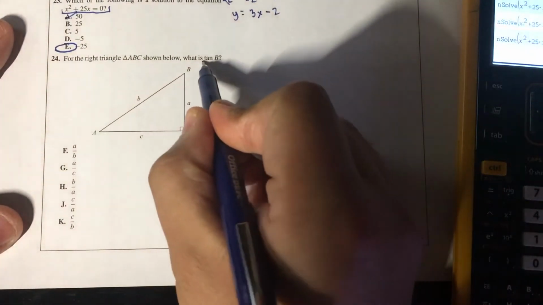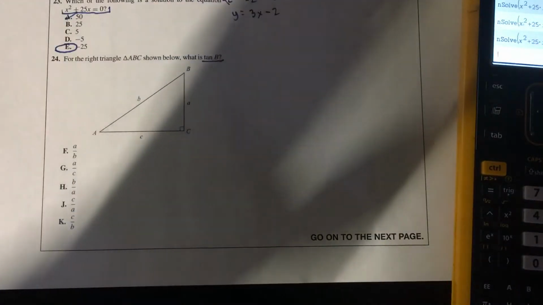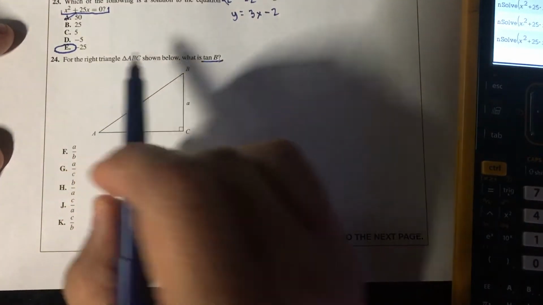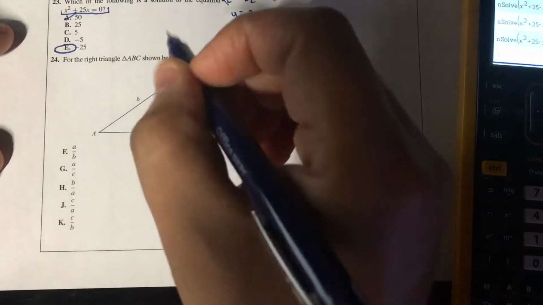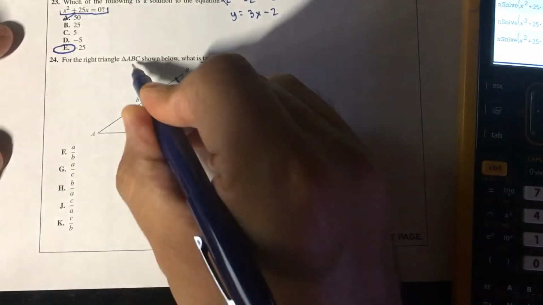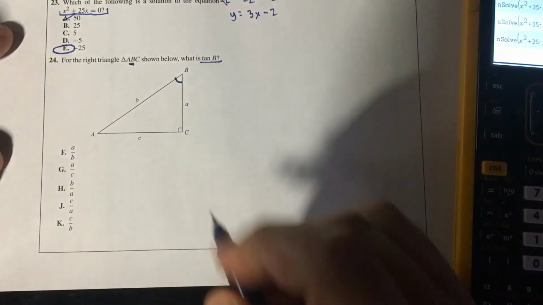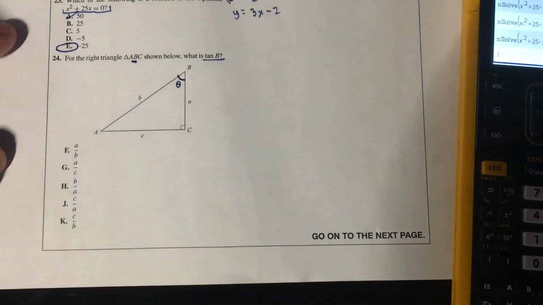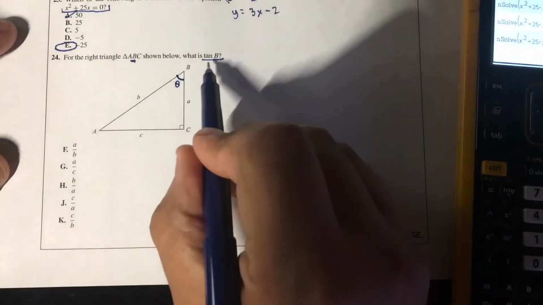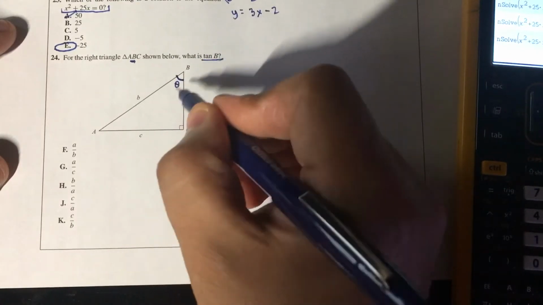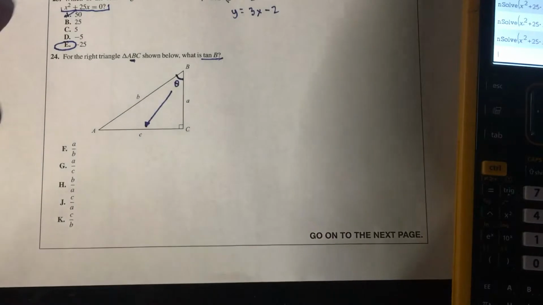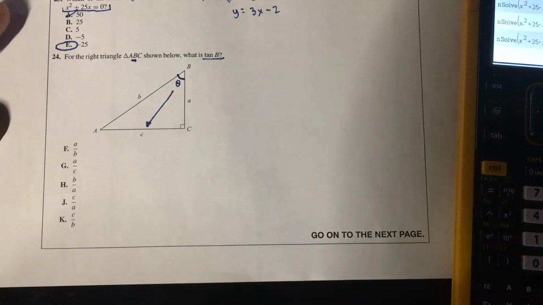So this is a little geometry that we have to do here. They're telling us for the right triangle ABC that this is the angle we're dealing with. The middle one is the angle we're looking at. So this is my angle, which we'll call theta. What is tangent B? I will probably make another video on this.